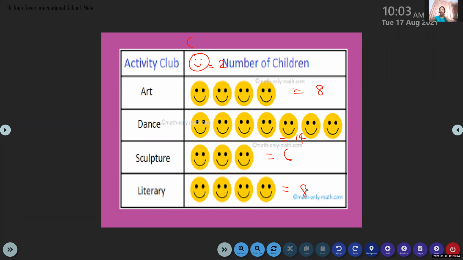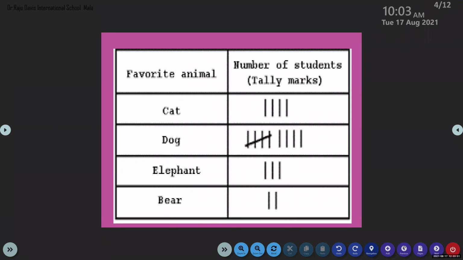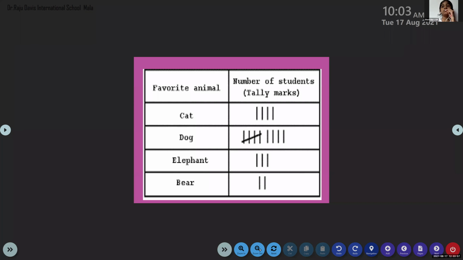Yes, ma'am. So this is a pictograph. It is very easy to identify. Now, what is this? Tally marks. Favorite animal and number of students. Cat, 4. Dog, 9... 10. Good. Elephant, 3. So these are tally marks.